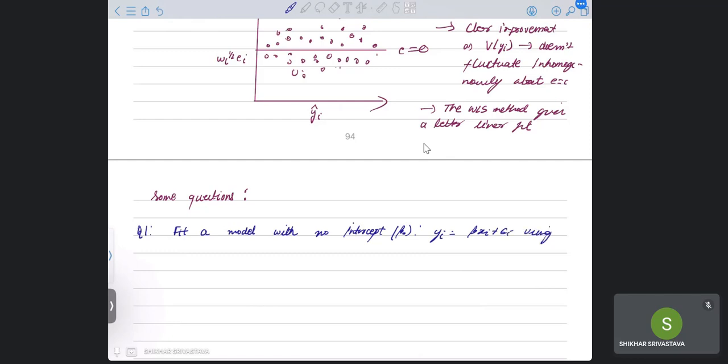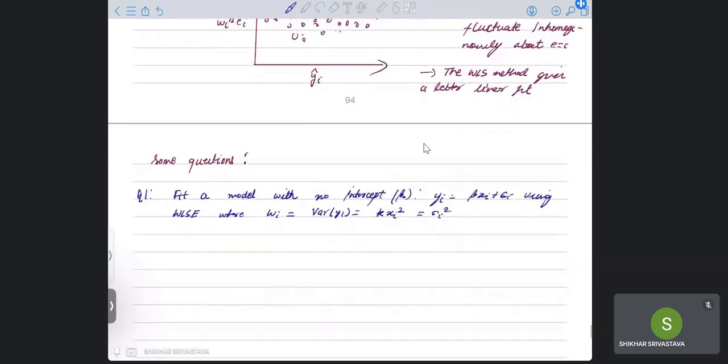Using the weighted least squares estimate, where your weights wi are related to the variance of your response variable, which is a function of the regressor variable itself, k xi square. So your weight term involves k xi square, where xi is the regressor variable, and this is actually your sigma i square. Once we know sigma i square, we can easily get the weighted least squares estimate.